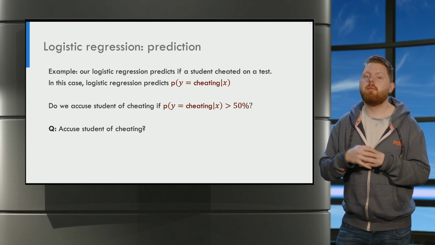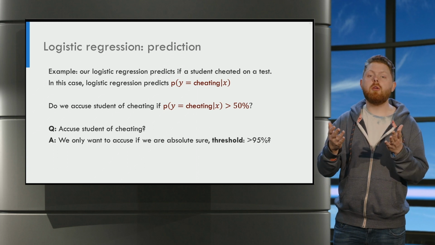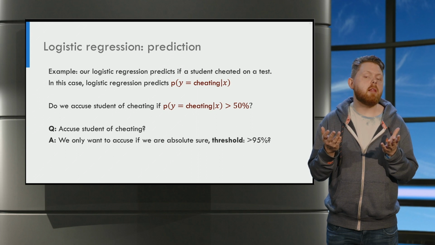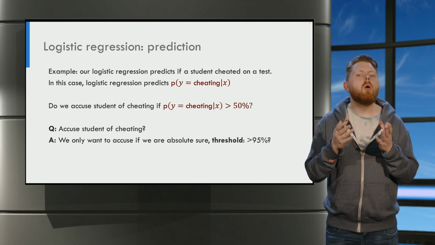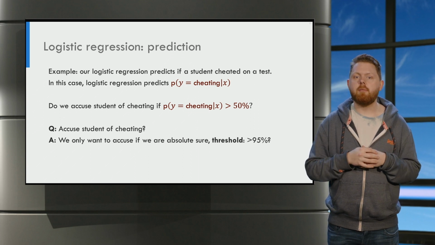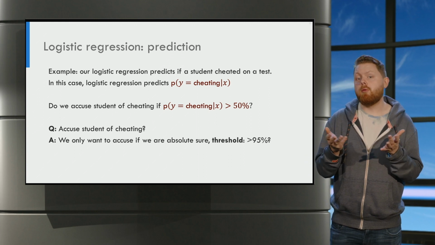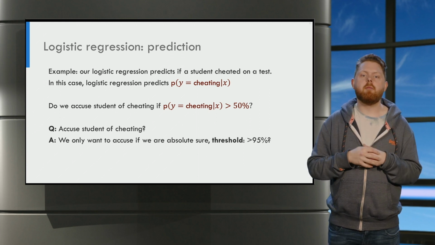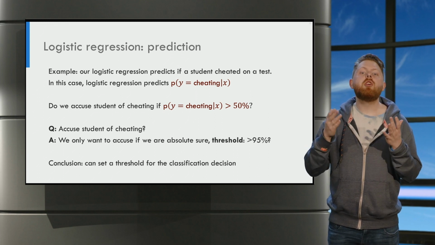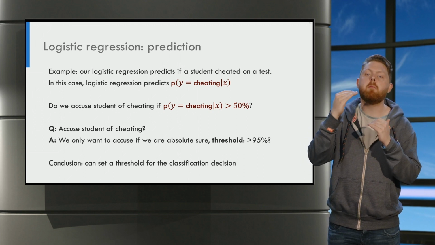Okay, welcome back. The answer is no. We don't want to accuse this student of cheating. 50% is not a very high probability, right? We only want to accuse a student of cheating if we're very sure that the student is cheating. So we only predict cheating if the probability is larger than, for example, 95%. To conclude, to come to a prediction, we check if the posterior probability surpasses a threshold that is set by the user.